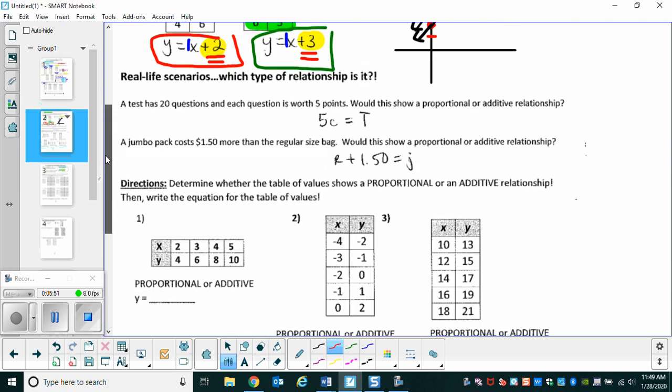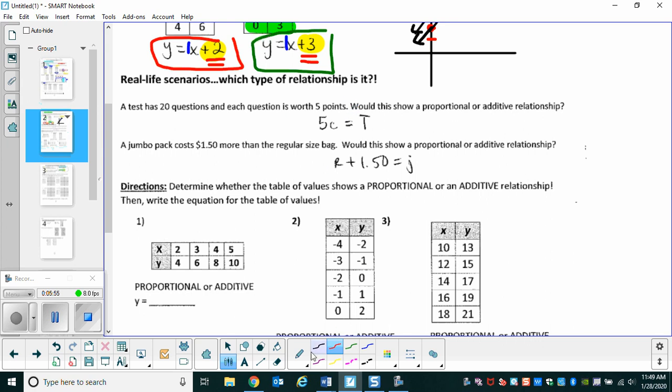But before, let's take a look at these real life scenarios and let's just review real quick what type of relationship it would be. If a test has 20 questions and each question is worth 5 points, we want to know if that would show a proportional or an additive relationship. So you're going to get 5 points for each correct thing that you get, and that's going to be your total score on the test. So let's say you get 15 questions right, which means you got a 15 out of a 20. That means you're going to be getting 15 times 5 points for each one of them, and that's going to be your total score of 75. Now, of course, in your calculator, you could do 15 divided by 20 and see that that's a 0.75, and it's the same thing. So we've got multiplication here. You're multiplying each correct answer that you've got times 5 points to get your total. So this one is going to be a proportional relationship because we're thinking multiplicatively.